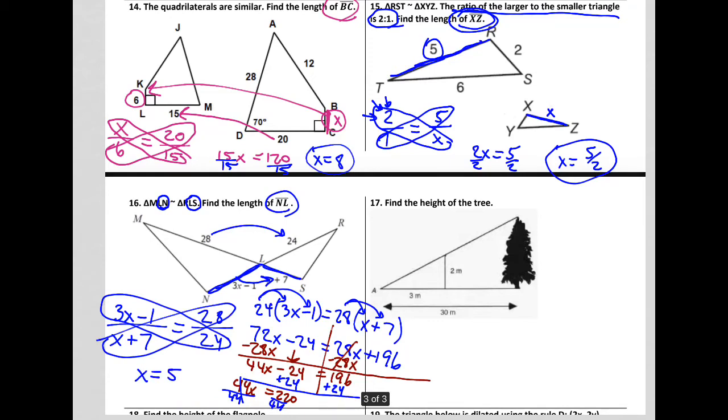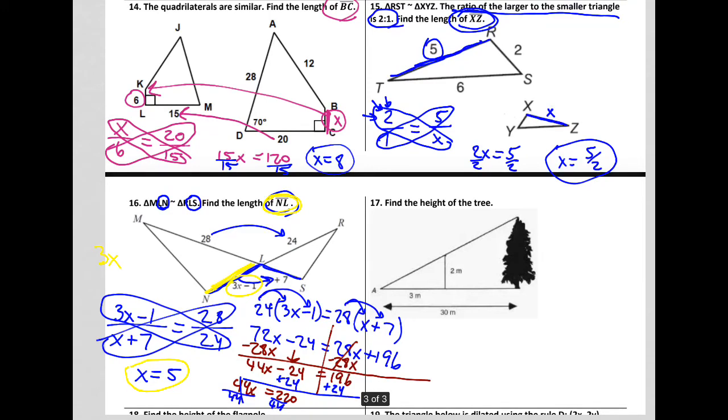Now, this problem is a clear case of you will get it wrong if you do not read back the question. So even though you may feel real successful because you got x equals 5, if you got it right, that is the wrong answer because you need that to get your answer, but overall they want the length of NL.